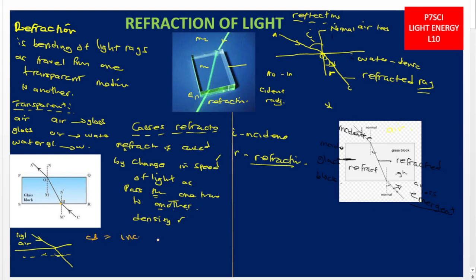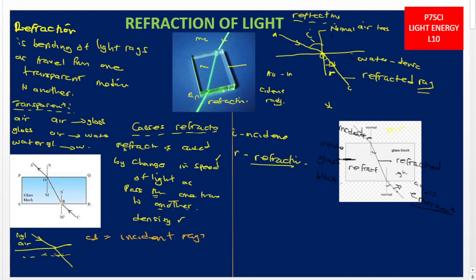Yes, it becomes our incident what? Incident ray. Now when it reaches here, it is going to change speed. Now it is moving from air entering the glass. That's why it is bending towards this normal here.